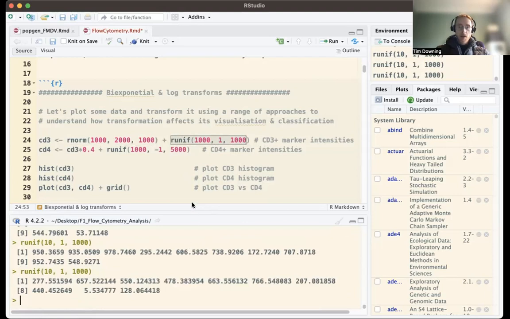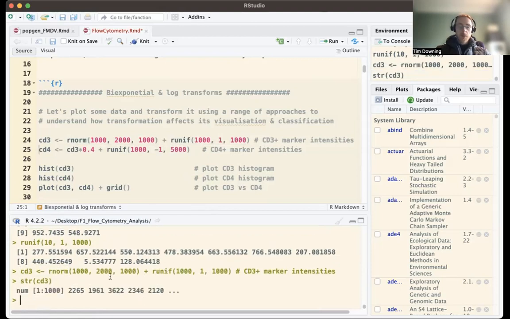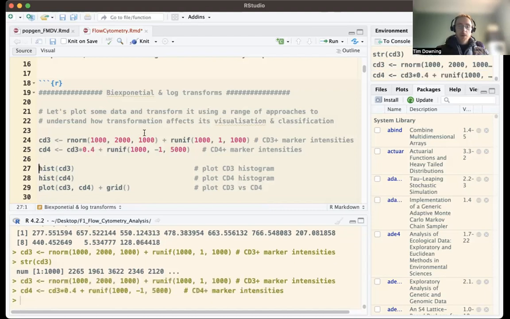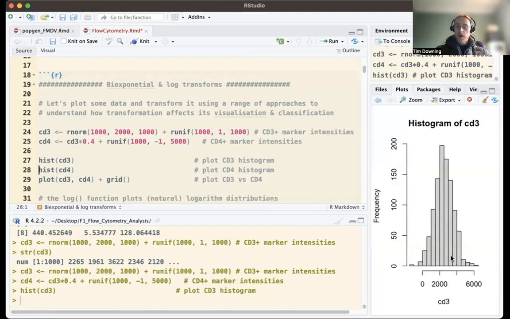So what we can do is create a CD3 data set representing a hypothetical marker like that with different values. And we can do the same for CD4, except we're going to do CD4 as a function of CD3 with some more runif values there. So that will mean CD4 and CD3 are associated with each other, but with noise generated by the runif function. So if we look then at a histogram of the CD3 values, you can see there how they're distributed from some values that are very small, negative even, up to ones that are very high.